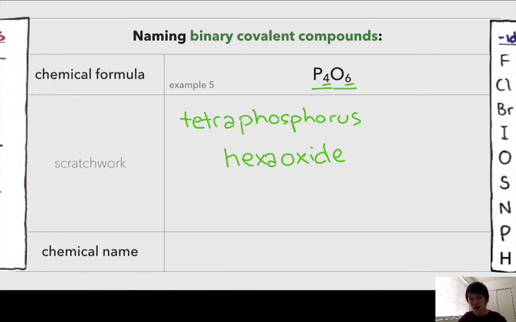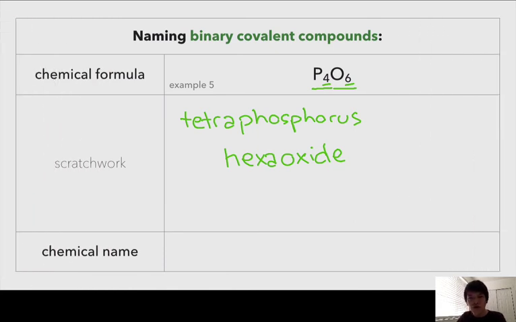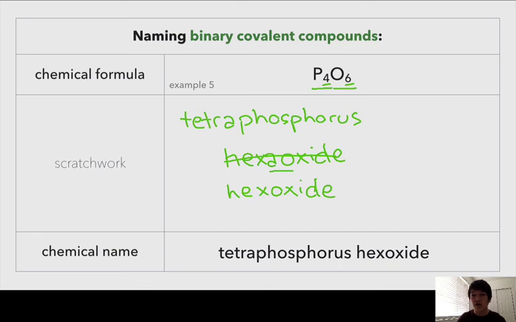Tetraphosphorus hexaoxide. Now, it does sound a little bit weird here. It's because there is an AO right here. Anytime there is an OO or an AO, you actually want to just change it to an O. So instead of saying hexaoxide, we want hexoxide. So I'm gonna cross this out and write hexoxide. Again, just change it to an O, right? So this name should be tetraphosphorus hexoxide. Let's go ahead and check our work. Tetraphosphorus hexoxide. Excellent. All right, and that's really all there is to naming binary covalent compounds.